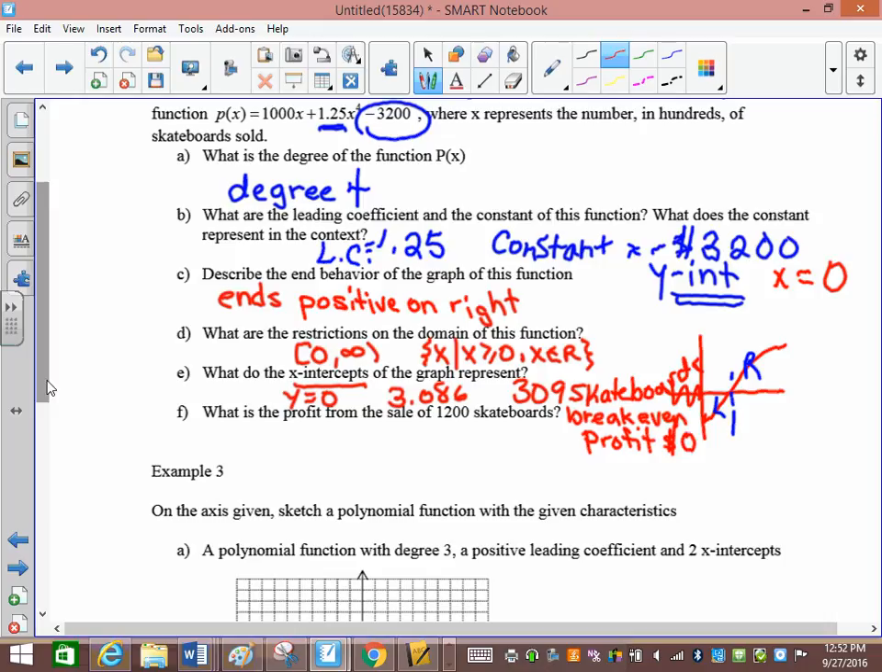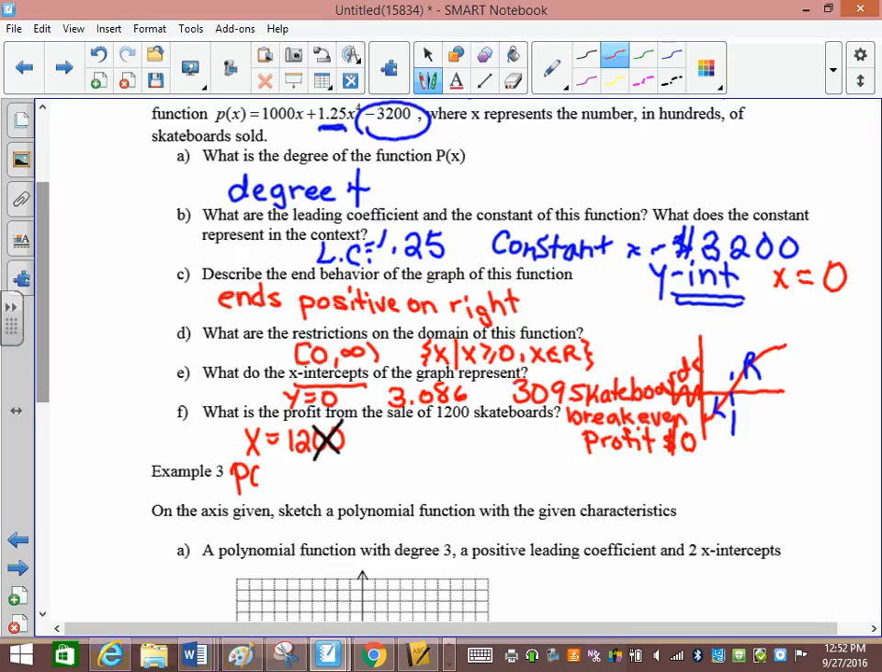What's the profit of the sale of 1,200 skateboards? This is where people go wrong. So skateboards is x, right? So some people will tell me, okay, I need to find out when x equals 1,200. No. That would be 120,000 skateboards, actually, if you plug this in correct. And how do you represent 1,200 skateboards? Skateboards are in the hundreds, right? So we're actually going to look for when x equals 12, because that's 1,200 skateboards, right? It's in the hundreds.